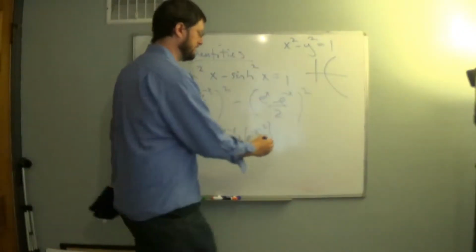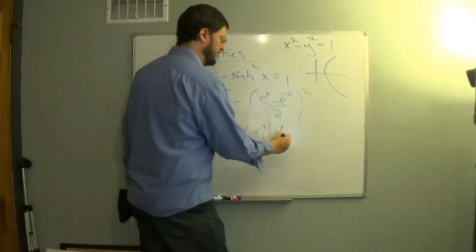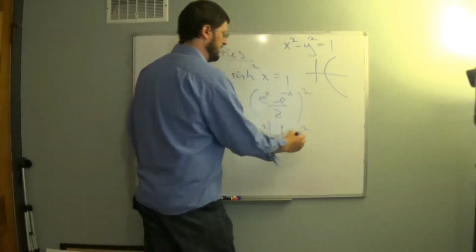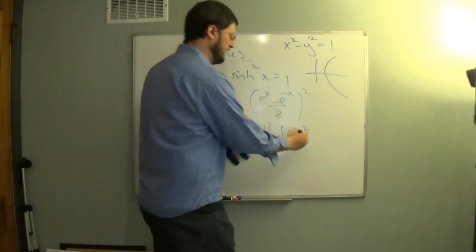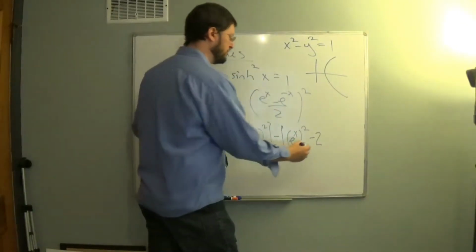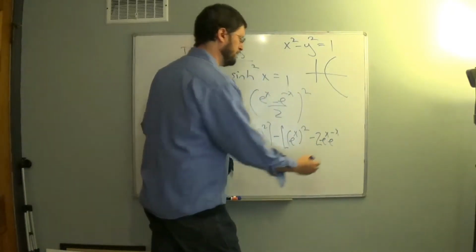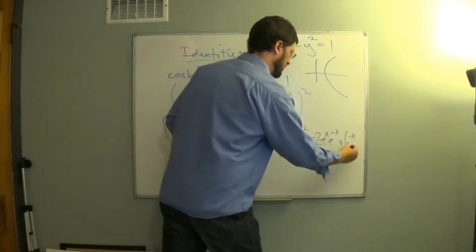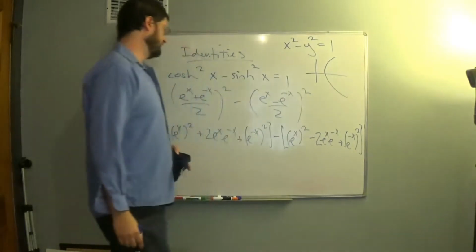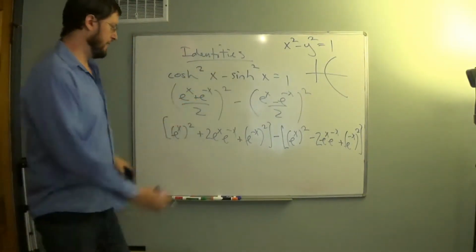On the right-hand piece, minus, first is e to the x squared. Outer and inner will now make negative because of the minus that's in the middle: 2 e to the x, e to the negative x. And then plus e to the negative x squared. Each of these denominators is now 4.